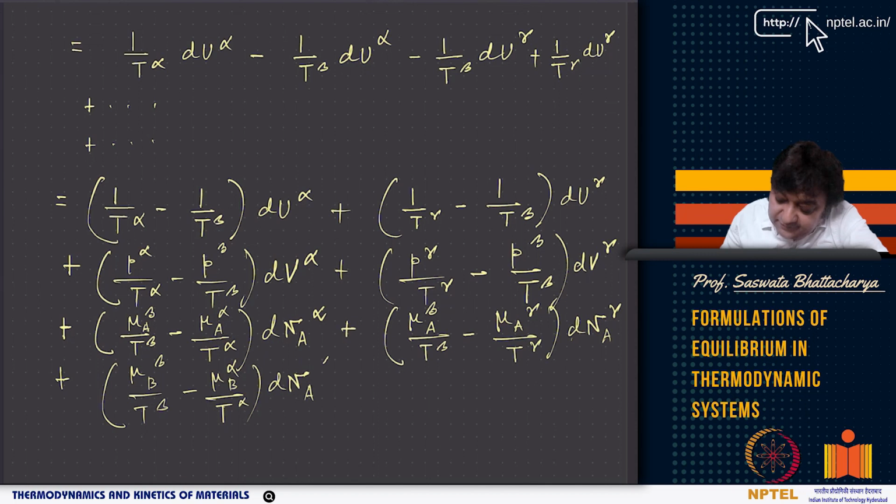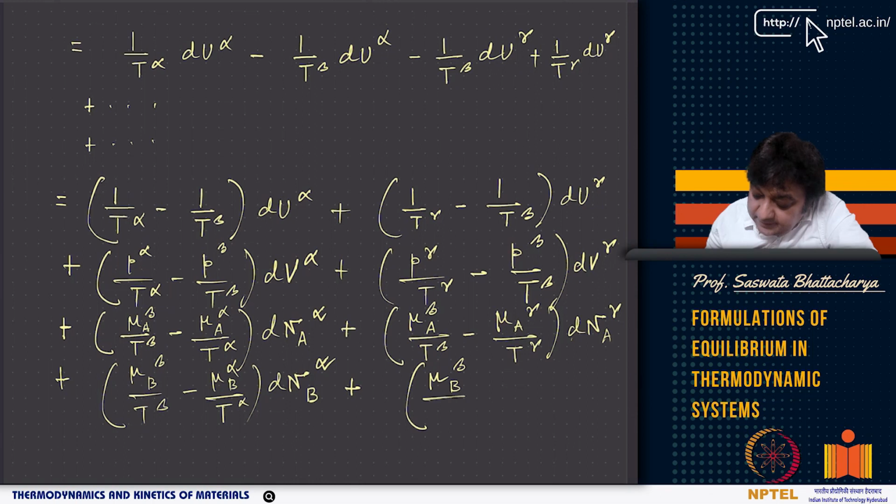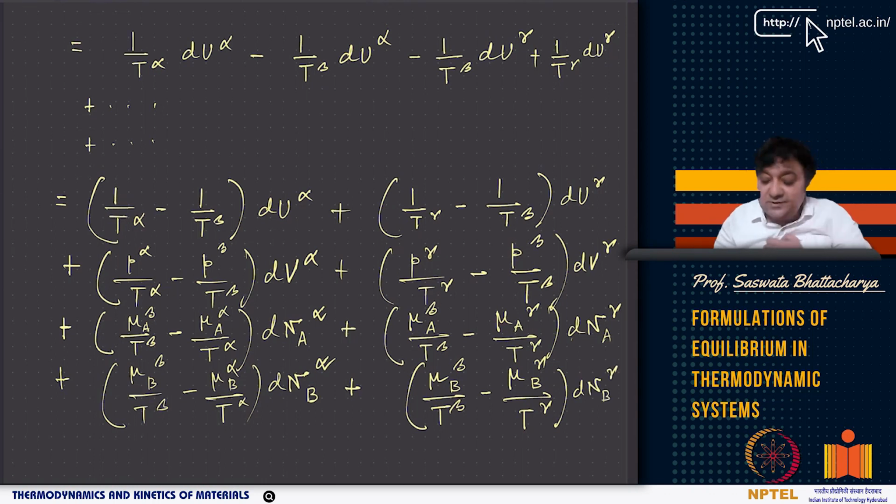This will be dNA alpha. So this is also dNA alpha, dNB alpha. Yeah, here it will be dNB alpha, plus mu B beta by T beta minus mu B gamma by T gamma, dNB gamma.